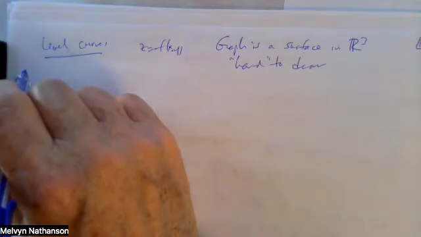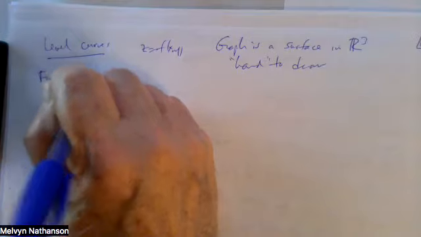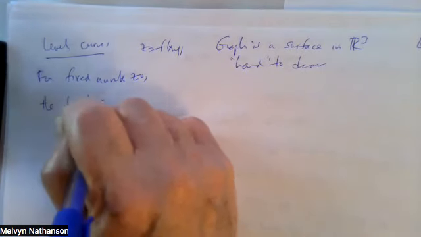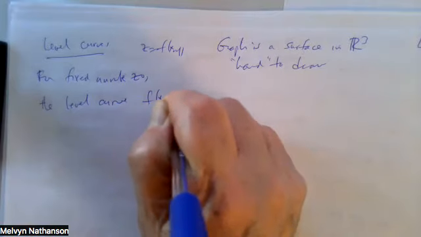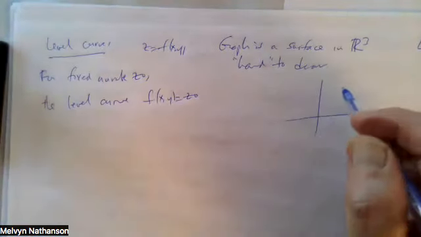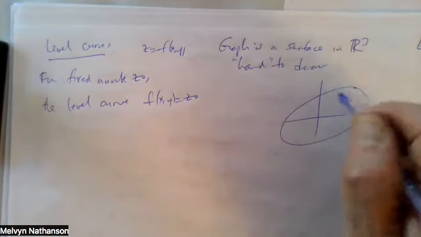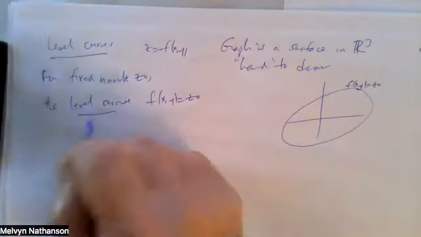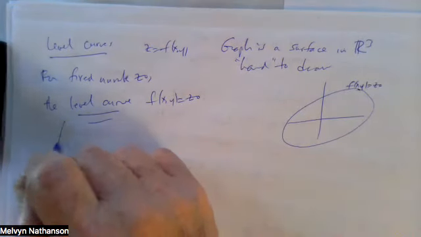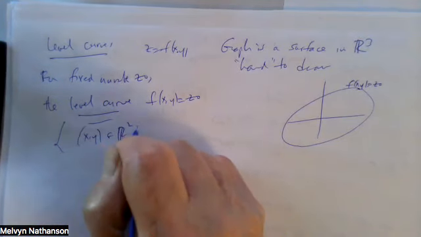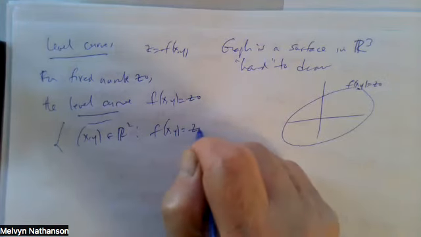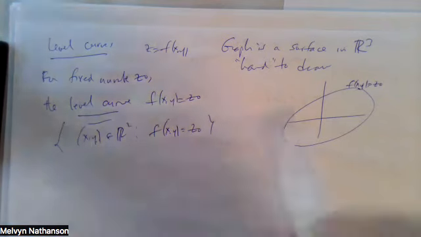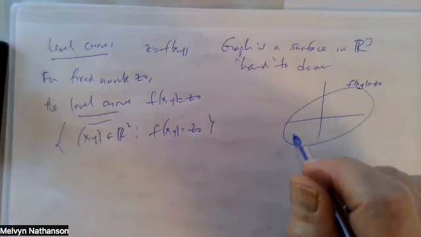So for a fixed number z naught, we have the level curve f of x, y equals z naught. So this means in the xy plane, it's some curve, and on this curve, the function takes on the fixed value z naught. That's what's meant by a level curve. It's the set of all points x and y in R2 such that f of x, y, the value of the function, is equal to z naught. So in mathematical set theoretical symbols, this is what the level curve is, but it's just all the points where the function has a fixed value.